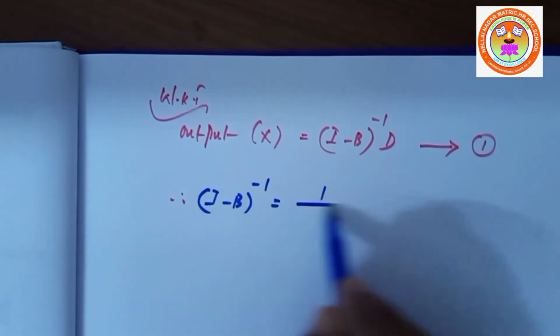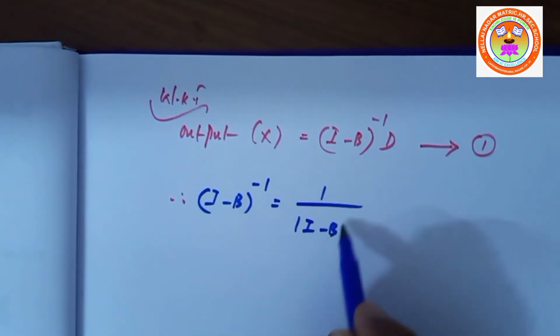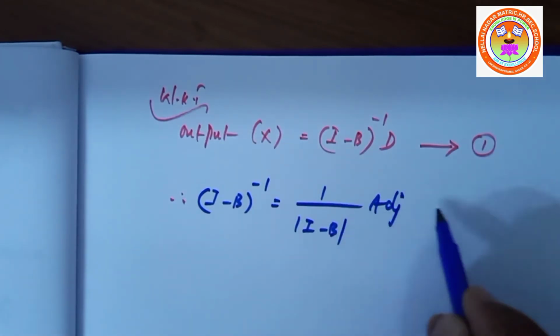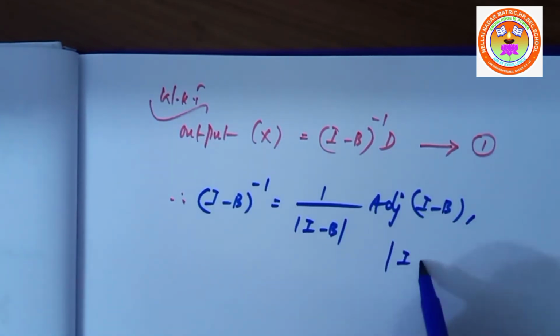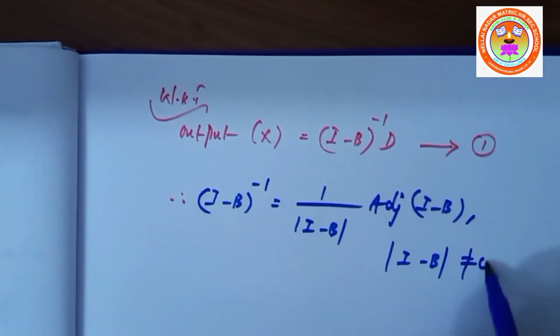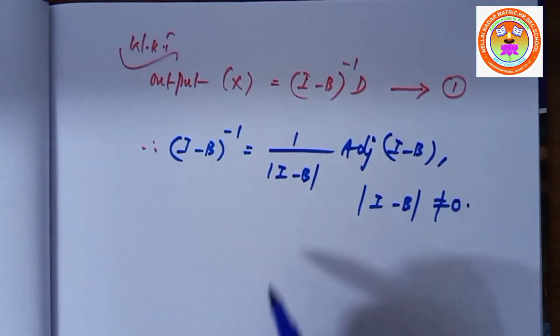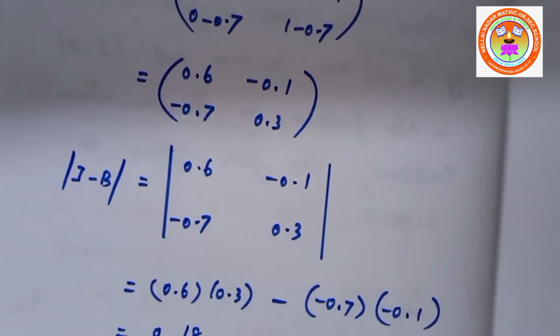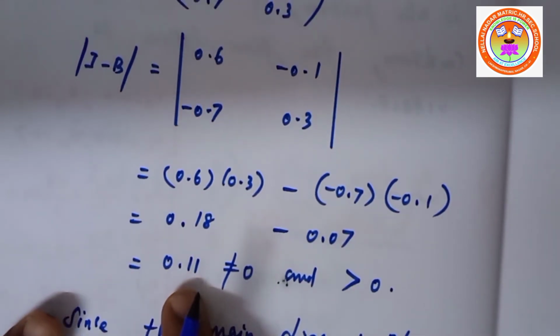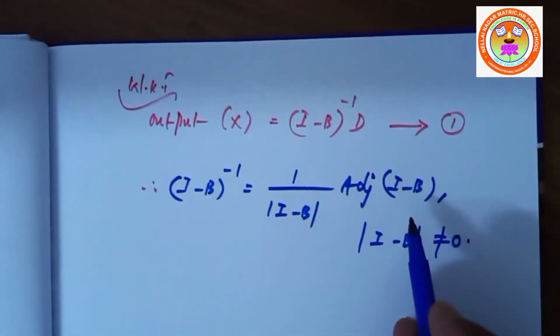one by determinant of (I minus B) into adjoint of (I minus B), particularly determinant of (I minus B) is not equal to 0. After writing that, you have to calculate the determinant of (I minus B). Already we have calculated, here it is. Look at that, determinant of (I minus B) is 0.11. Just you have to find out adjoint of (I minus B) only.